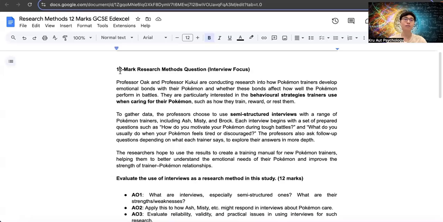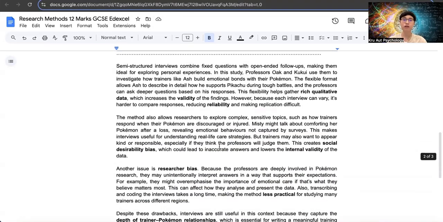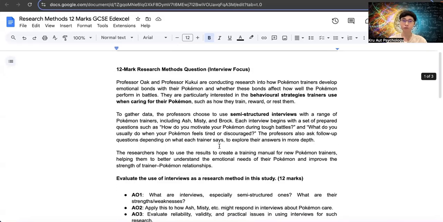Okay, now I'll be looking at the 12-mark research methods question, and of course, we'll use words in the methodologies. I'll read the question and then look at how to answer it. I'll show you my model answer that I wrote that is relevant to this question.